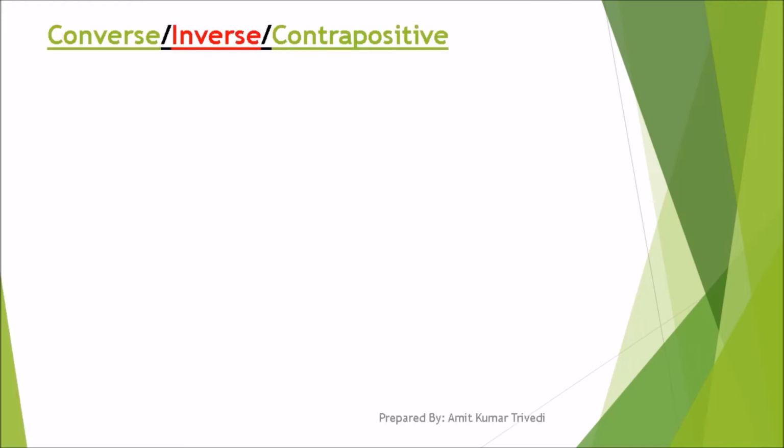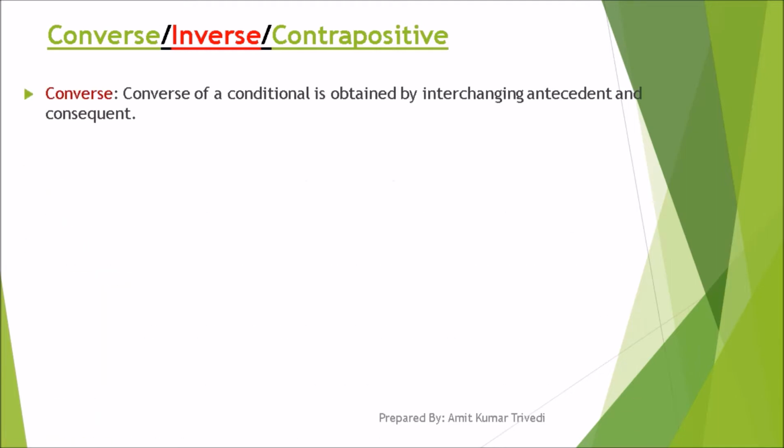First we will discuss converse, inverse and contrapositive. Students, one question in the exam will be to write the converse, inverse or contrapositive for a given conditional. First we will talk about converse. The converse of a conditional is obtained by interchanging the antecedent and consequent.